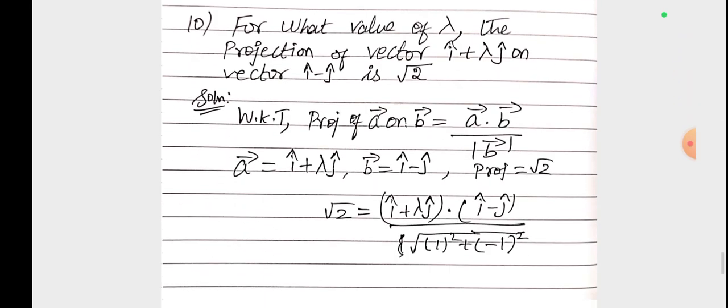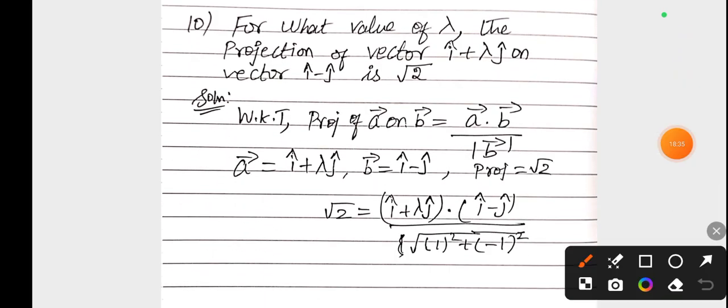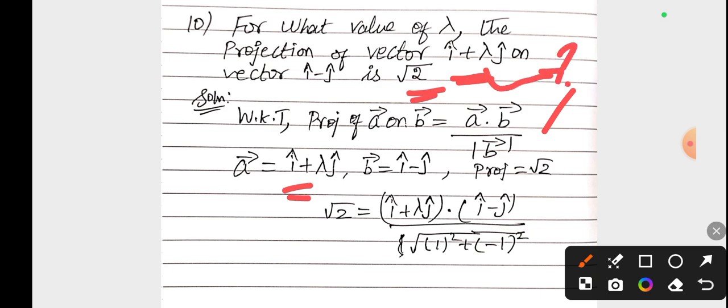Now we go for the 10th question. It's very much easier. They're talking about projection, children. The formula for the projection of a vector on b vector is there in the book: a vector dot b vector by magnitude of b vector. Here the projection is given as root 2. The answer is given. Then what do we want to find? If a vector is i cap plus lambda j cap, we want to find that lambda, for what value of lambda. Then b is given as i minus j.